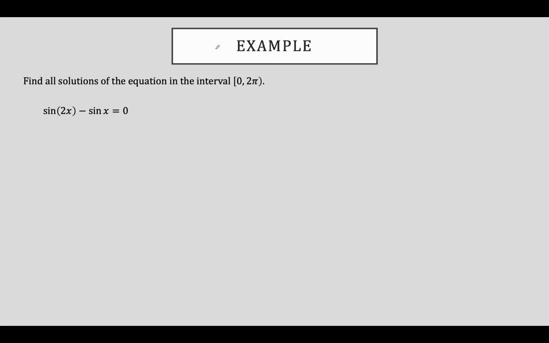As I mentioned before, these double angle formulas can be used to help us solve trigonometric equations. In this case, we are asked to find all the solutions of the equation in the interval 0 to 2 pi. And our equation is sine 2x minus the sine of x is equal to 0.